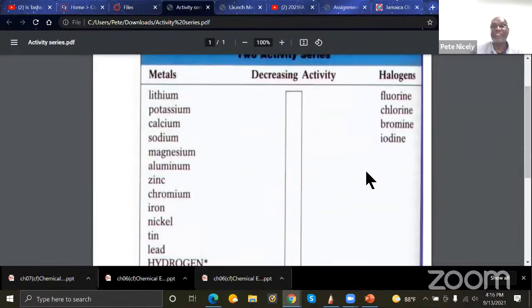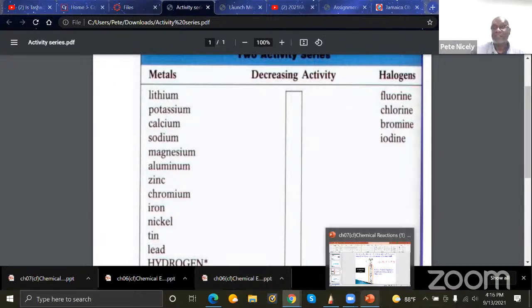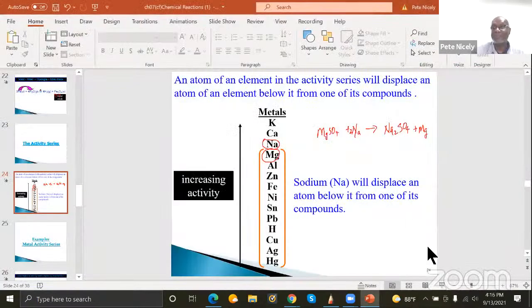Now, I'm going to mention the halogens here because the halogens as a group also forms its own activity series. Okay, I see somebody has a question, and yes, you're able to use this table for any future test. So you don't have to memorize it. So you'll have access to that as well. Okay, so what was I saying? Okay, so let me go back to the PowerPoint here.